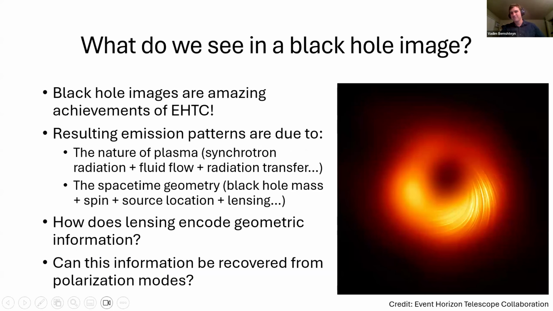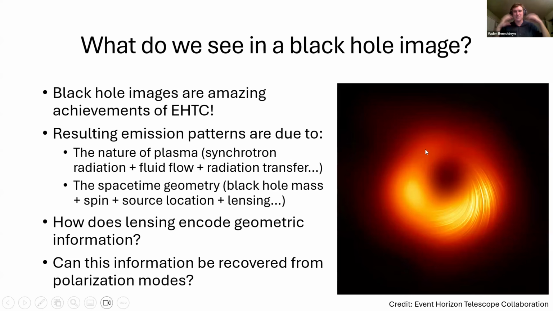So first, I think you've all by now seen this picture. This is a polarized image of the M87 black hole. This is an amazing achievement of the Event Horizon collaboration. But what do we actually see here? Well, there are many things going on at once. There are many effects which can kind of be grouped into two categories.